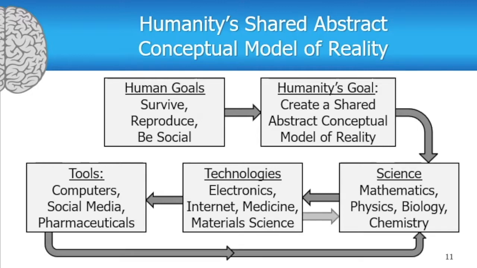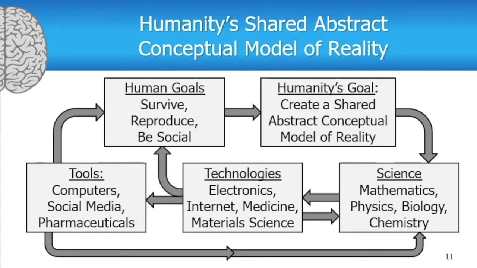The discoveries of science have enabled the development of a lot of technologies. These would include electronics, the internet, medicine, and material science. These technologies permitted the development of tools, such as computers, cell phones, social media apps, and pharmaceuticals. And all these tools and technologies allowed science to develop further and to create more accurate abstract conceptual models of the world. Going around this loop many times has resulted in an exponential growth in our shared model of reality. I claim this exponential growth began with the development of the science of biology about 10 to 15,000 years ago, which was demonstrated by the technology of agriculture.